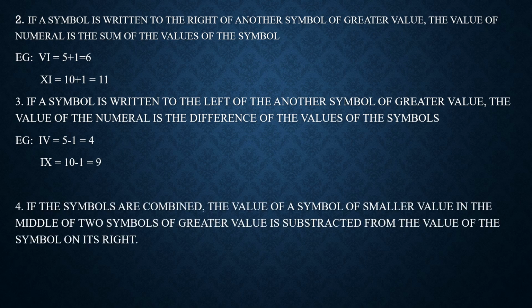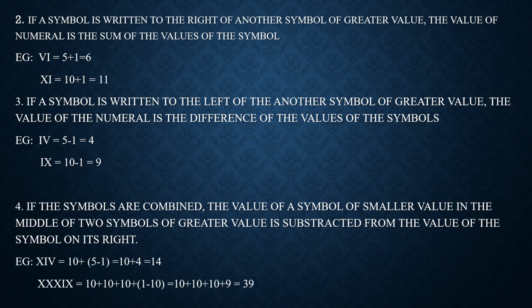Now the fourth and the final rule. If symbols are combined, the value of the symbol of smaller value in the middle of two symbols of greater value is subtracted from the value of the symbol on its right. Okay, this is a little bit complicated. We have to understand it through an example.